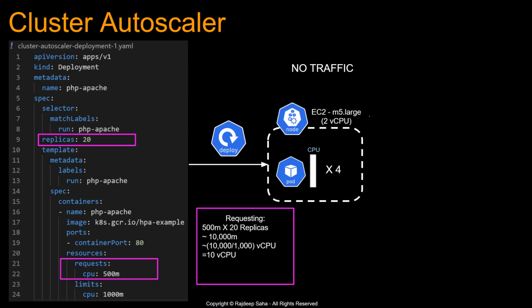Now here is the big difference between HPA and cluster autoscaler. At this point, even though there is no traffic and CPU utilization is at 0%, cluster autoscaler will kick in. It checks the requested amount of CPU every 10 seconds or so. And at this point, it will see, oh, this deployment manifest on the left is requesting 10 vCPU, but I only have 2 vCPU. So cluster autoscaler will spin up 4 more M5 large. So HPA scales pods in a node. Cluster autoscaler scales nodes in a cluster.